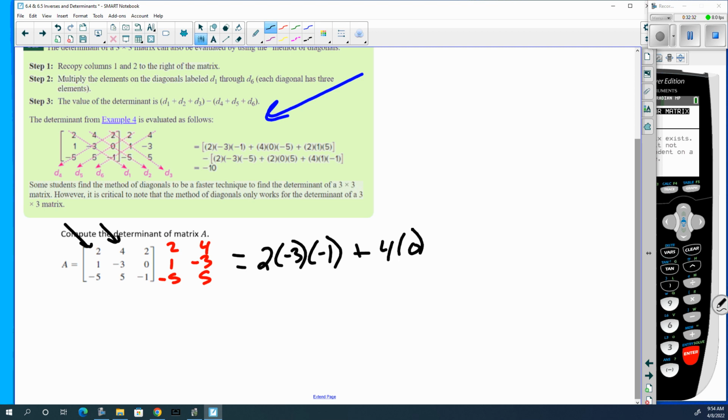4 times 0 times negative 5. And then I'm going to go plus. And then that last column would be the 2, the 1, and the 5. And then I start going minus. So now I don't have enough room to go there, so I'm just going to go on to the next row. So then I go minus, and now I'm going to start multiplying this way. So then it's going to be negative 5, negative 3, and 2.